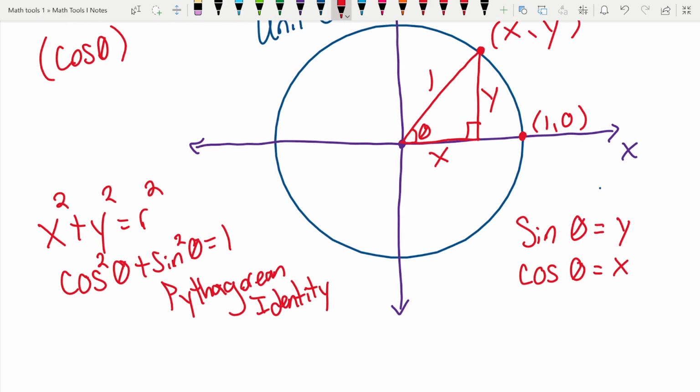So if theta is 0, then sine of 0 is equal to the y value, because sine of theta is equal to the y value. So it's going to be 0. And cosine of 0 is going to be 1. You can put this in your calculator to confirm.